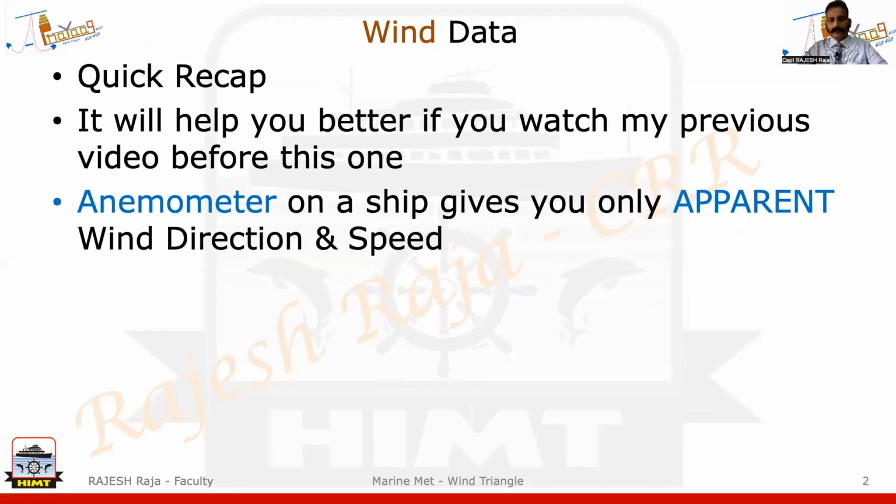We had discussed the instrument which we use on board is called anemometer, or commonly known as the wind vane. And this instrument measures only the apparent wind direction and speed if your vessel is moving. If your vessel is stationary, the readings what you get from anemometer is same as true.